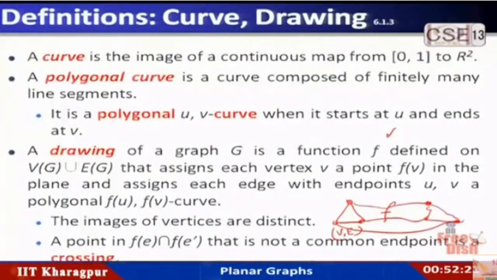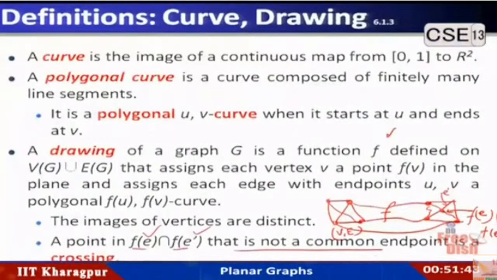Now while drawing the edges e and e prime, if there is an intersection, say this is the drawing of e and this is e prime, then f of e and f of e prime intersect at a point other than the endpoints. If this intersection is not empty, then this common point is called a crossing in this particular drawing.